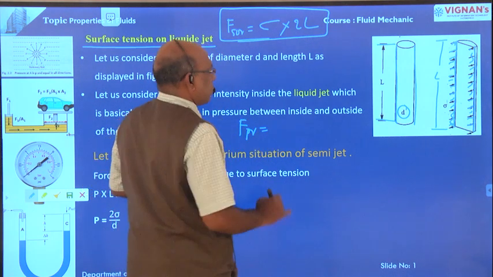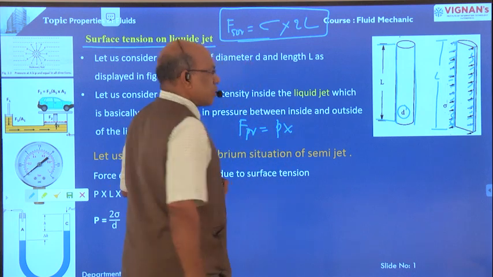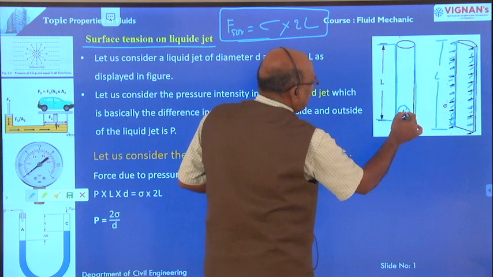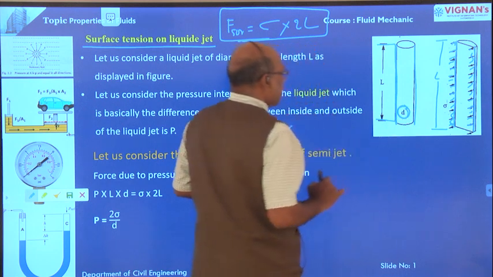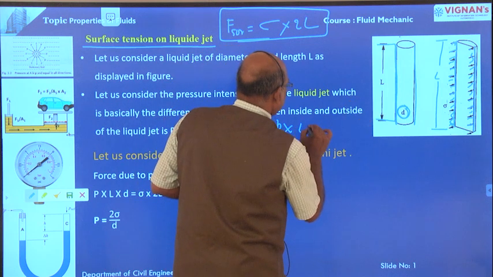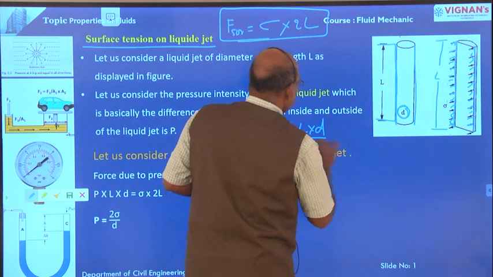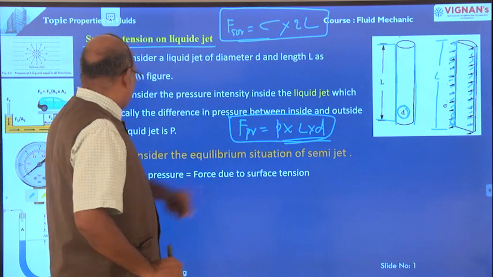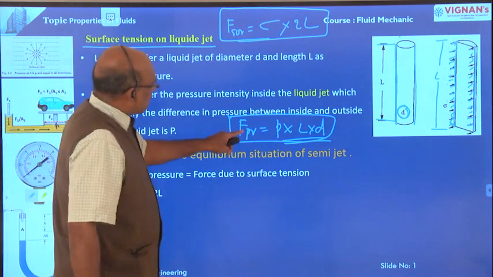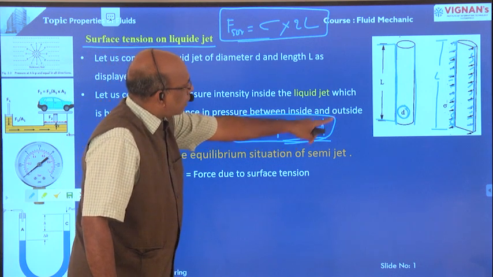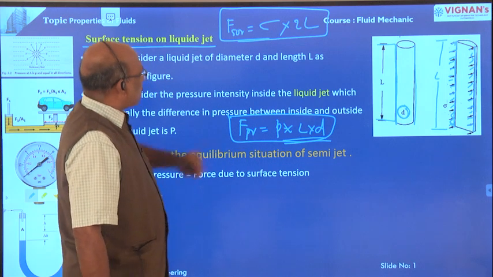Pressure force is equal to intensity of pressure into area. Here, this is the liquid jet, the length of the liquid jet is L and diameter is equal to d. Therefore, the area is equal to length into diameter. Therefore, the pressure force is P into L into D. Pressure force is equal to intensity of pressure into length of the liquid droplet into diameter of the liquid droplet.